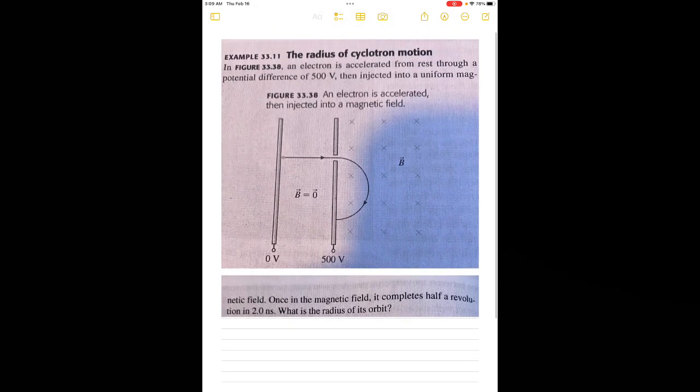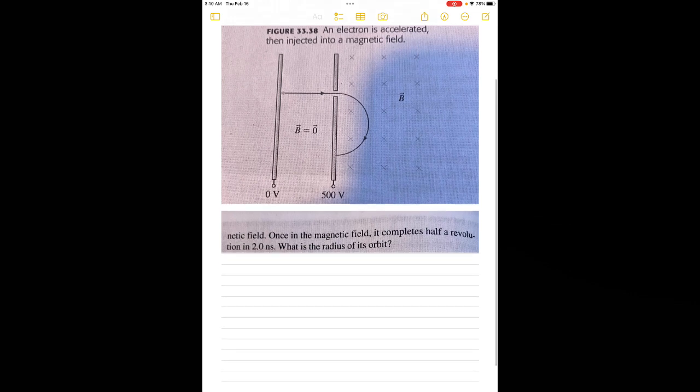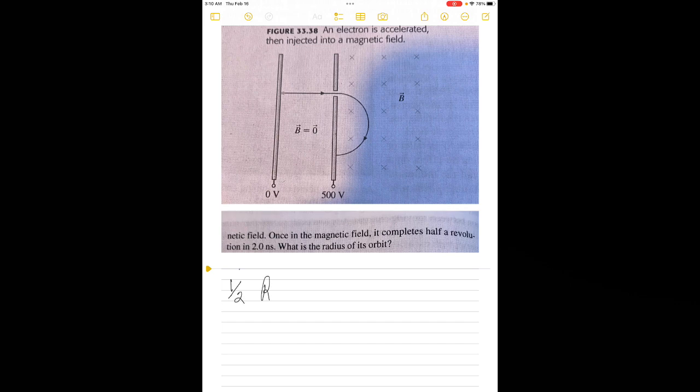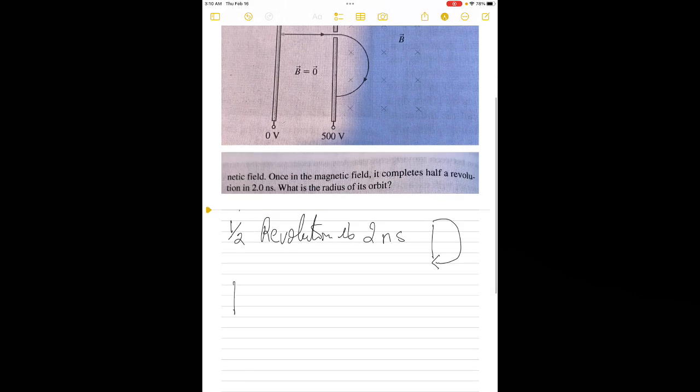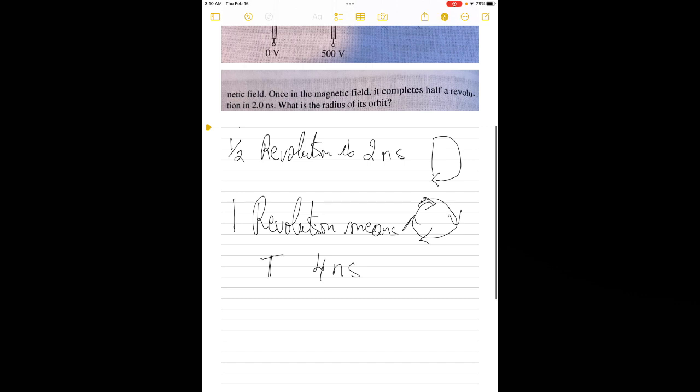I'm going to go through this question. First things first, they're talking about half a revolution, which is 2 nanoseconds. That means it's only the half. If we're going for 1 revolution, meaning a full circle, that's 4 nanoseconds. And this is for the time.